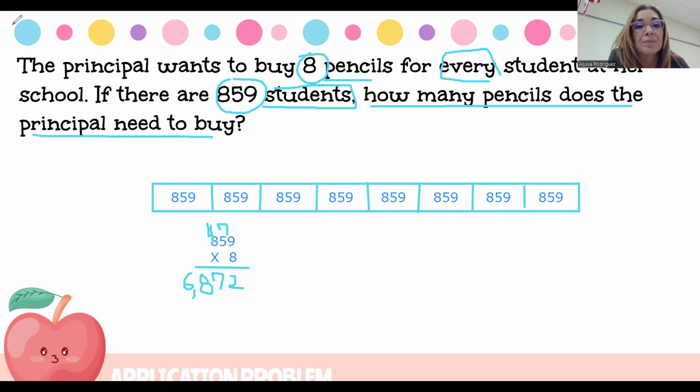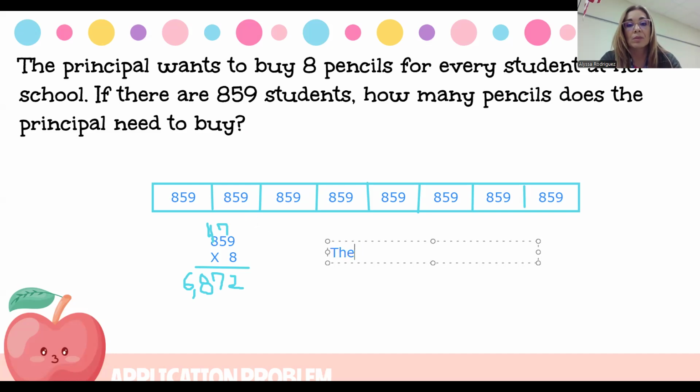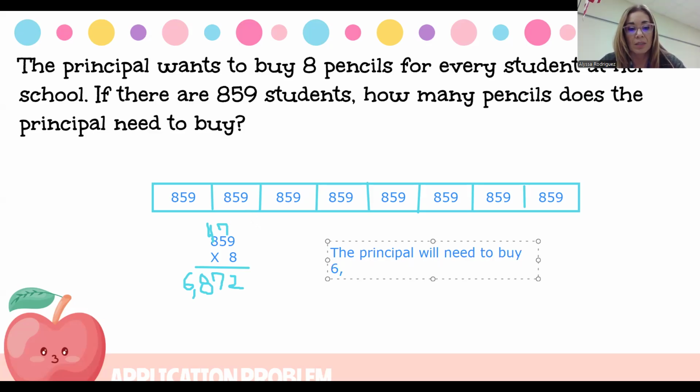Okay, I'm going to delete all this. So our sentence would be, the principal, never type it out for you. The principal will need to buy 6,872 pencils for her students. Okay, that's what you write in your right part.